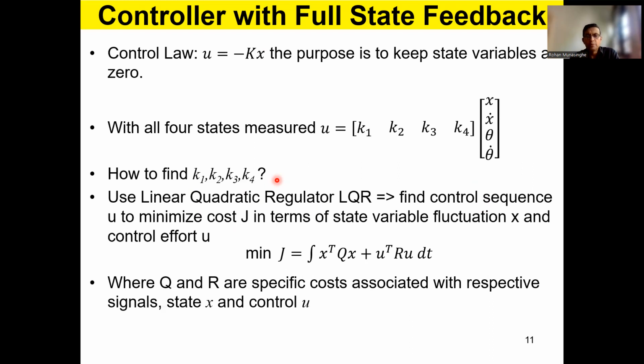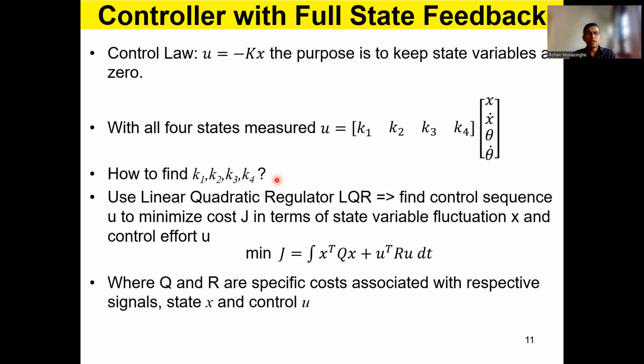LQR is an optimal controller, meaning that you can use LQR to minimize something, right? You want to move the plant from A to B. When you do that, you want to spend minimum fuel, minimum time, or some cost minimization. Okay, total cost you can minimize.